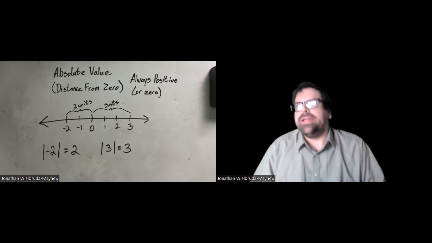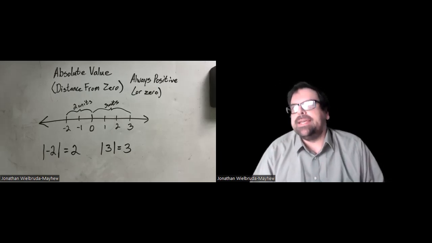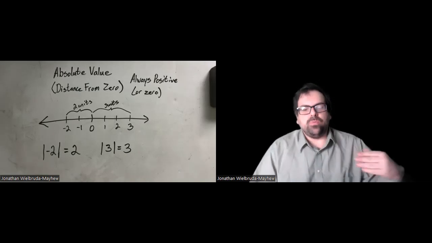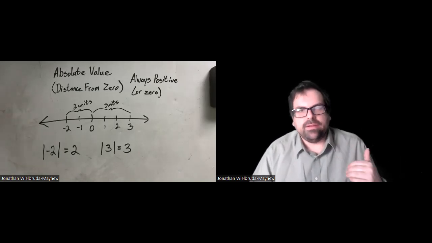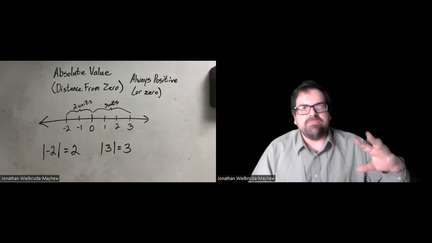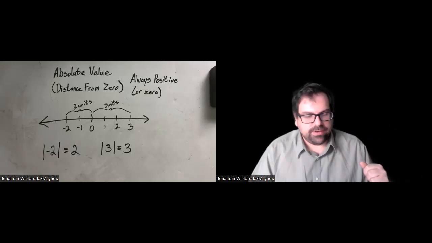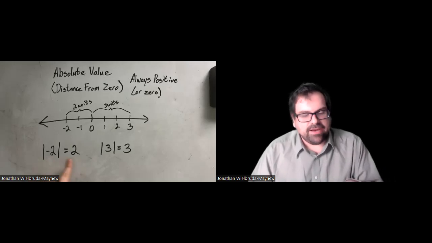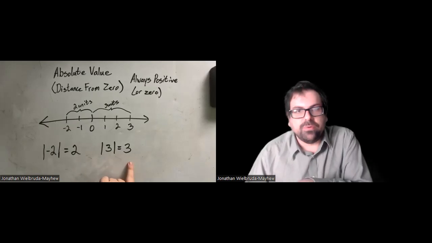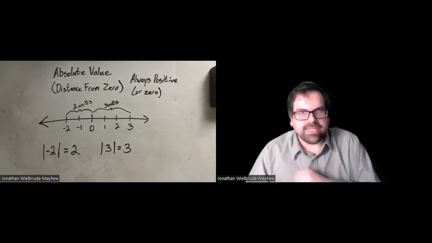Now, surely by looking at these 2 examples, you can see our easy way of doing absolute value without thinking of the number line. Just make it positive. Absolute value is the make it positive function. The absolute value of -2 is +2. The absolute value of +3 is +3. Always make it positive.